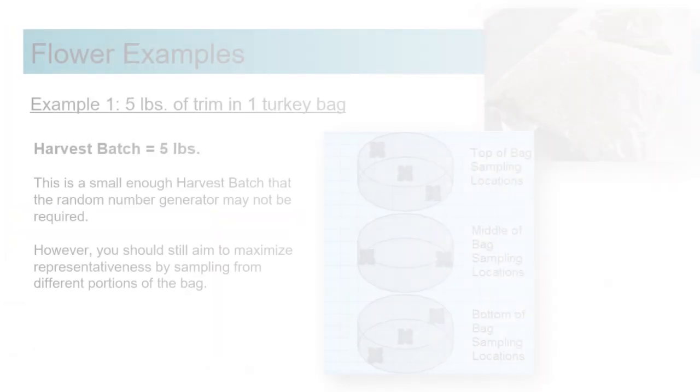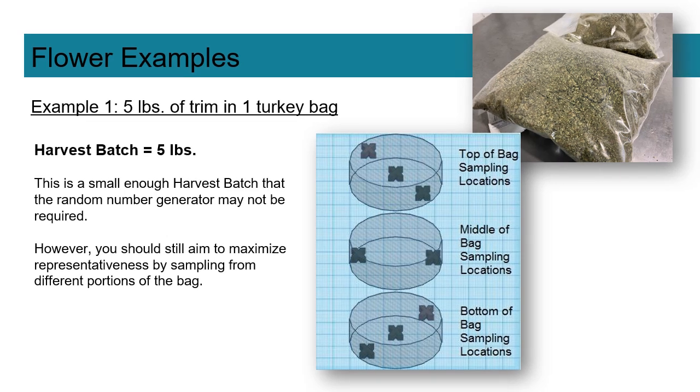In this same example, the batch size is small enough that the random number generator may not be required. However, you should still aim to maximize representativeness by sampling from different portions of the bag, an example of which is shown in this diagram.